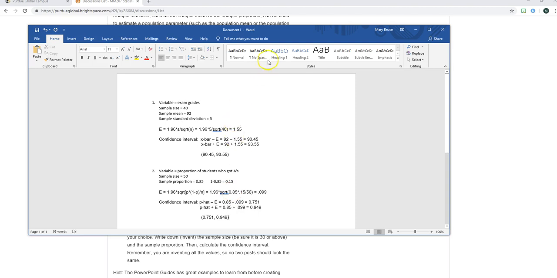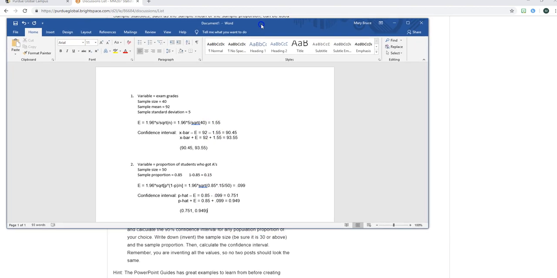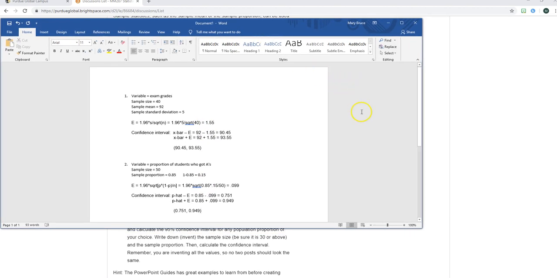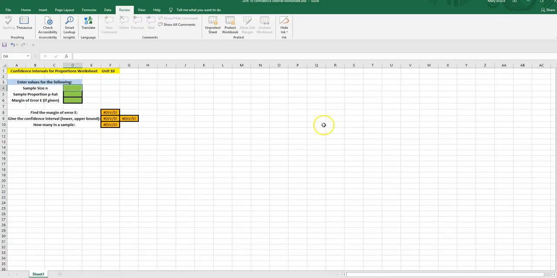Okay, so that's how you do it by hand and using the calculator. That's fine if you want to do it that way. I'm going to now pull up the Unit 10 worksheet that had been provided for you. All right, here it is, confidence intervals for proportion. So the Unit 9 worksheet was for confidence intervals for means. The Unit 10 is for proportions. They look very much alike, but you have to remember one is for proportions and one is for means. So make sure you don't get them mixed up.